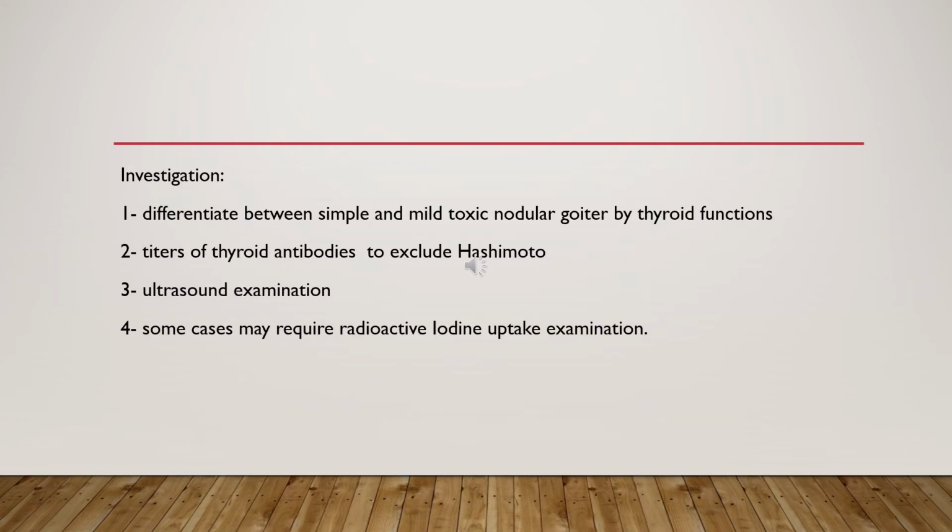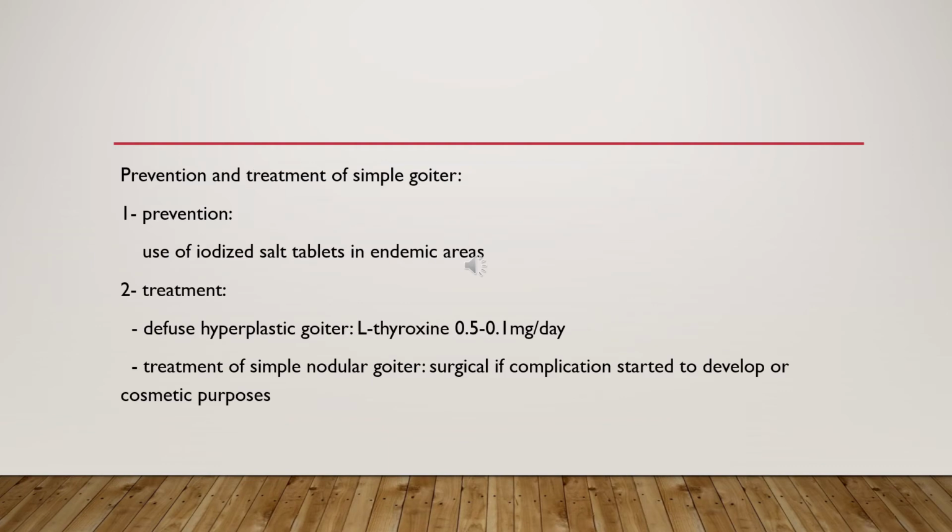Investigations include differentiation between simple and mild toxic nodular goiter by thyroid functions, titers of thyroid antibodies to exclude Hashimoto disease, and ultrasound examination. Some cases may require radioactive iodine uptake examination. Prevention and treatment of simple goiter. Prevention: use of iodized salt tablets in endemic areas. Treatment of diffuse hyperplastic goiter: L-thyroxine 0.05 to 0.1 mg per day. Treatment of nodular goiter is surgical if complications start to develop or for cosmetic purposes.